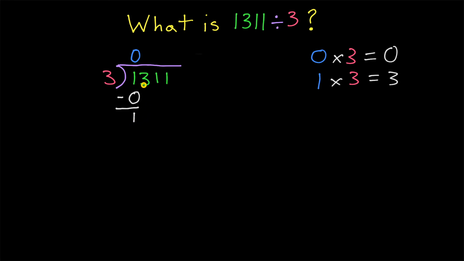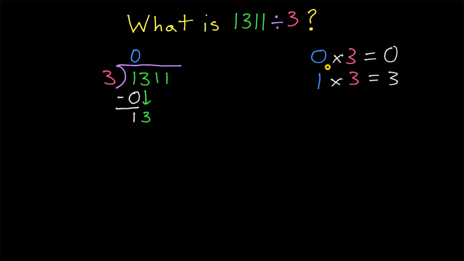And now just drop down the next digit from your dividend. So the next digit from 1311. So this 3, go ahead and drop it down, 3. And now ask yourself the same thing. What is the highest number times 3 that is less than or equal to 13? What is the highest number times 3 that is less than or equal to 13?